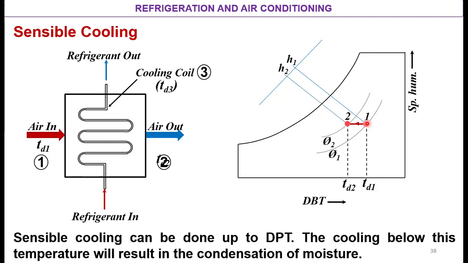So there is a drop in temperature from TD1 to TD2. Initially this was the temperature TD1 and this is the final temperature. It means that the air is getting cooled. And point 3 now, the coil surface temperature. Omega 1 equals omega 2, similarly as it was there for the sensible heating process also. Point 3 will be on the left hand side, that is TD3, the surface temperature of the cooling coil, shown like this.